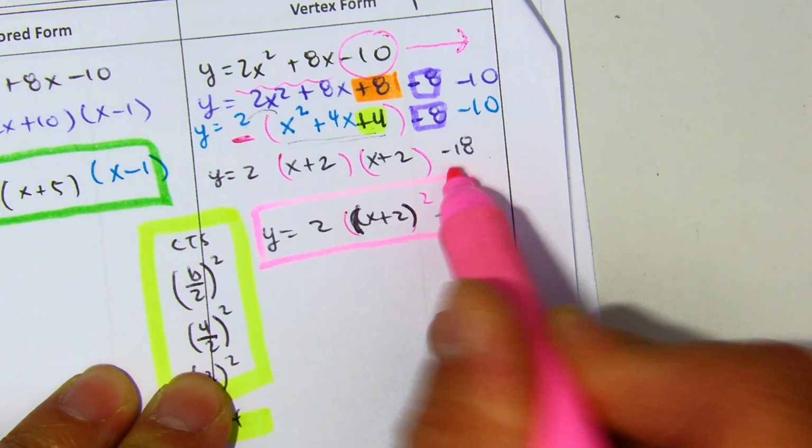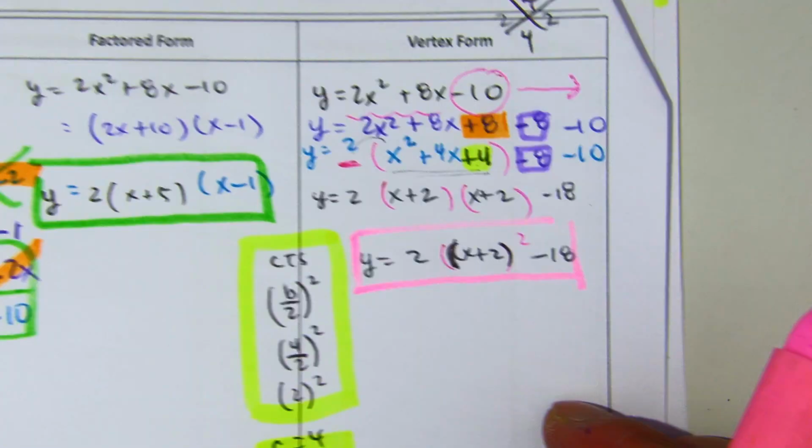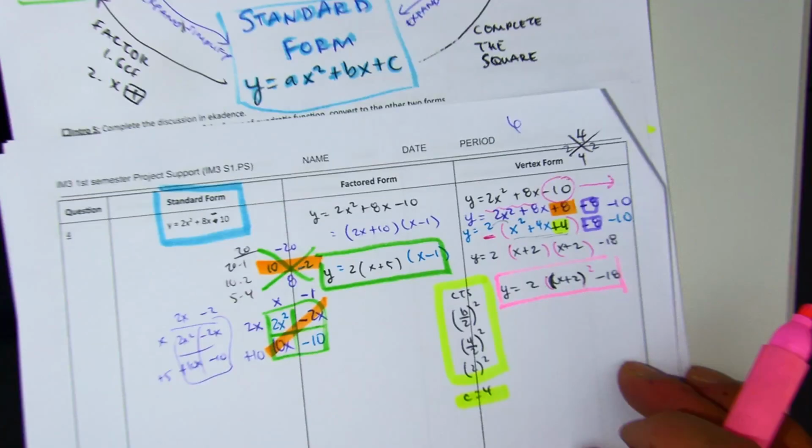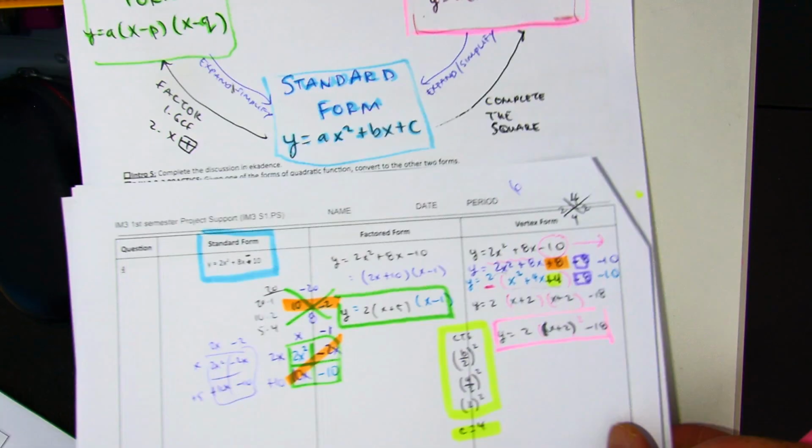So basically converting between the three forms, see what you're starting with. You can use your chart, use your algebra skills, and you can get the answers.